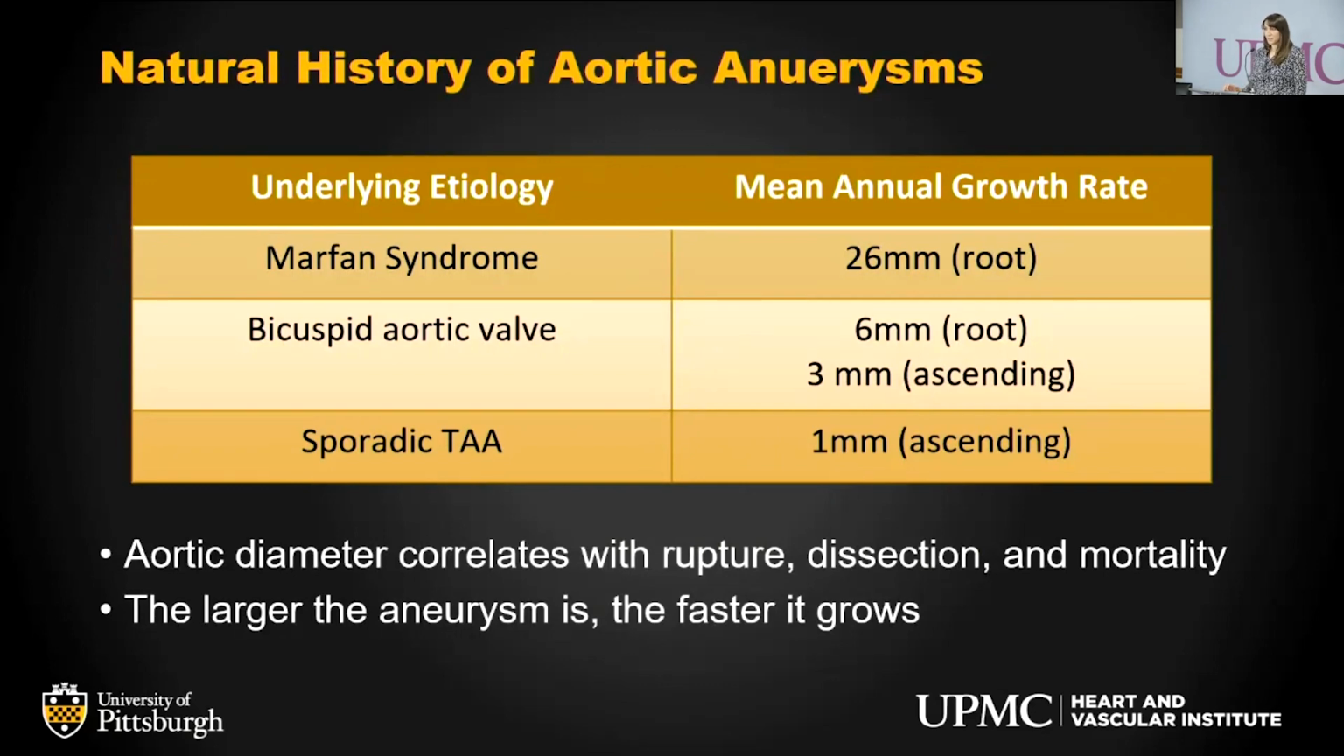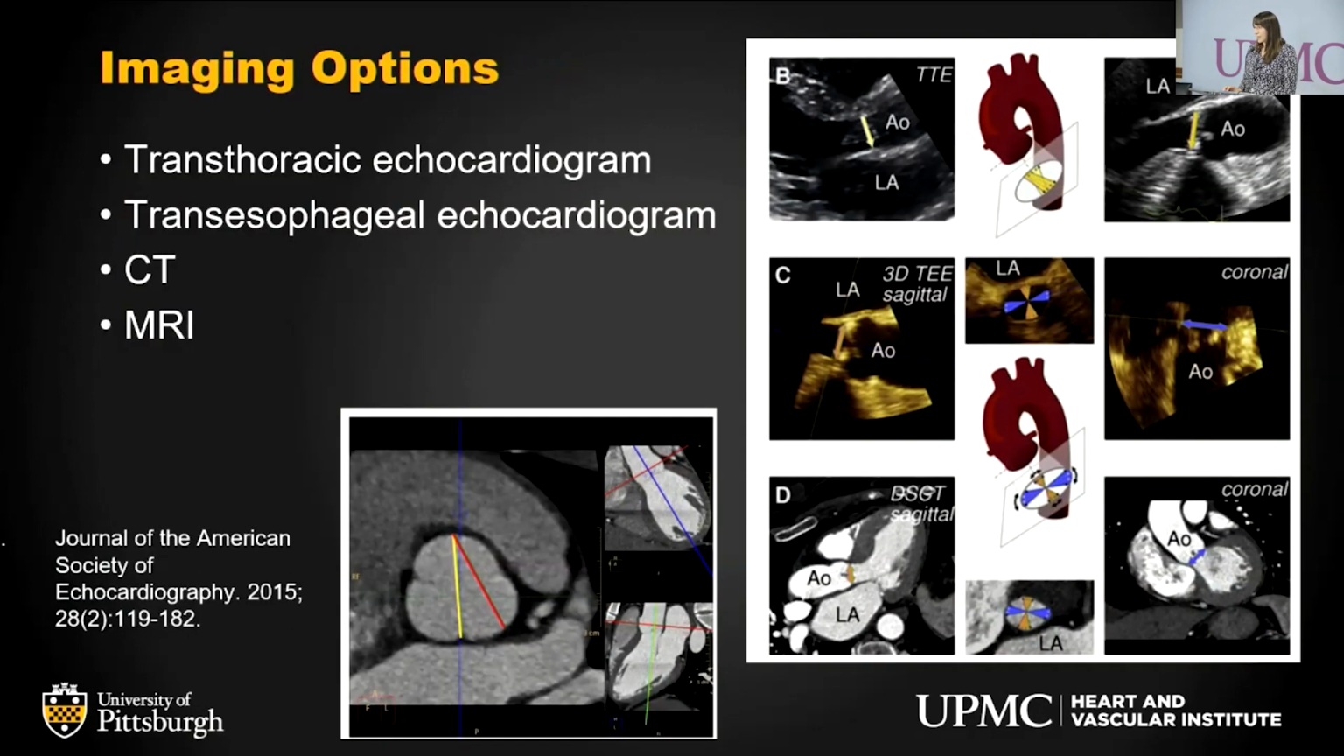First, natural history. You've probably heard this many times already today, but the aortic diameter correlates with rupture, dissection, and mortality. The larger the aneurysm is, the faster it grows. And here you can see that these familial aortopathies like Marfan's or bicuspid valve grow at much faster rates, generally, compared to those in the sporadic patient related to age and atherosclerosis. So the importance is to screen these patients lifelong and closely to catch things before things go awry.